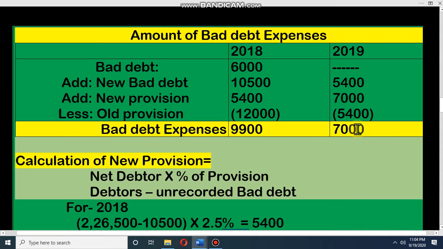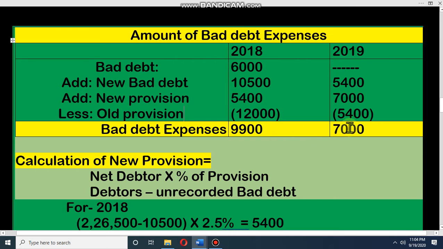Dear student, all of you understand how you can calculate bad debt expenses. Again I am telling you, you have to memorize bad debt plus new bad debt plus new provision less old provision. If you memorize this, you just have to put in the values for each year.